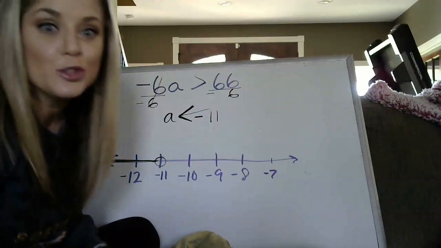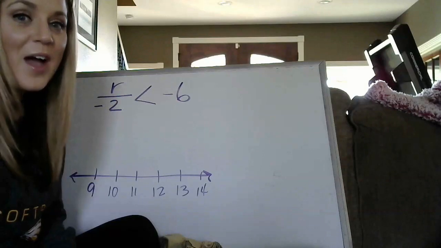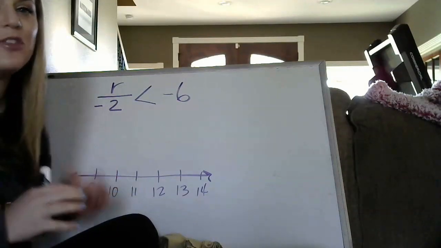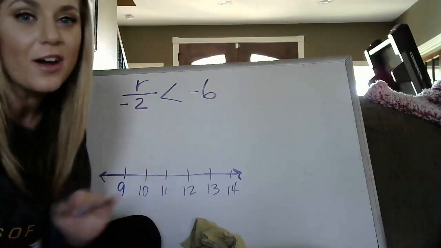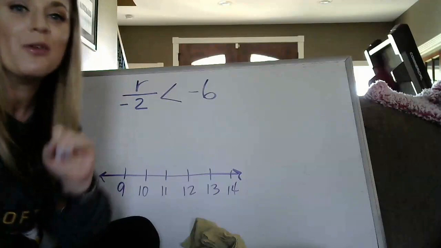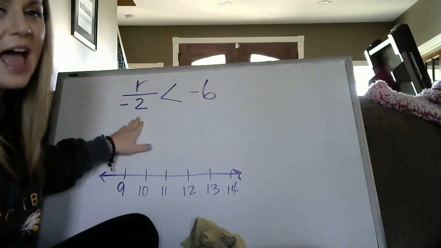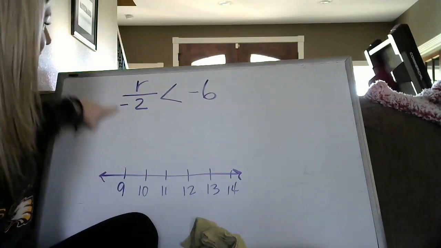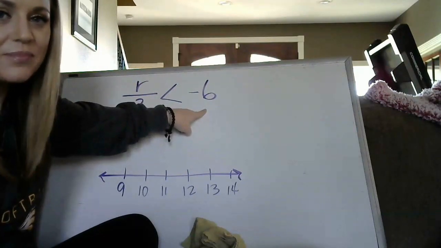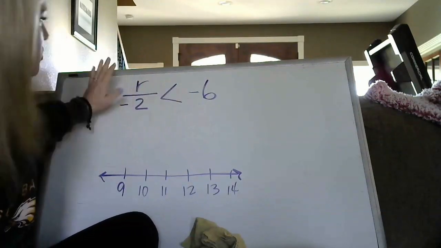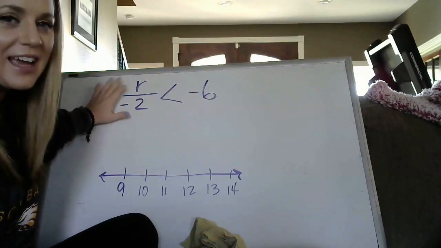All right, guys, we'll do one more example, and then I'm going to let you loose on quizzes. Last example. If you have not been doing these on your own, you probably want to consider trying this one on your own just to make sure that you understand how to do it. Here's our inequality: R divided by -2 is less than -6. We're going to find all the numbers we can plug in here that will satisfy this inequality.